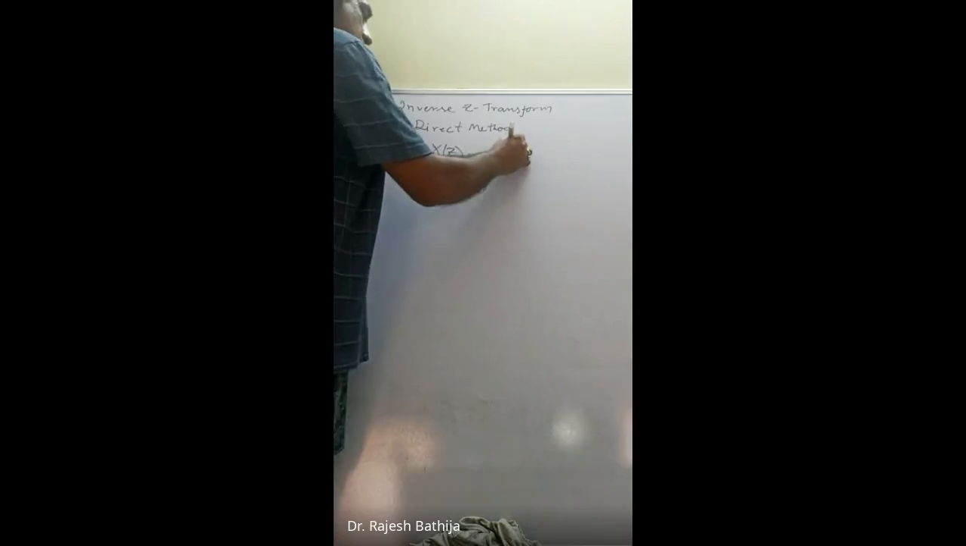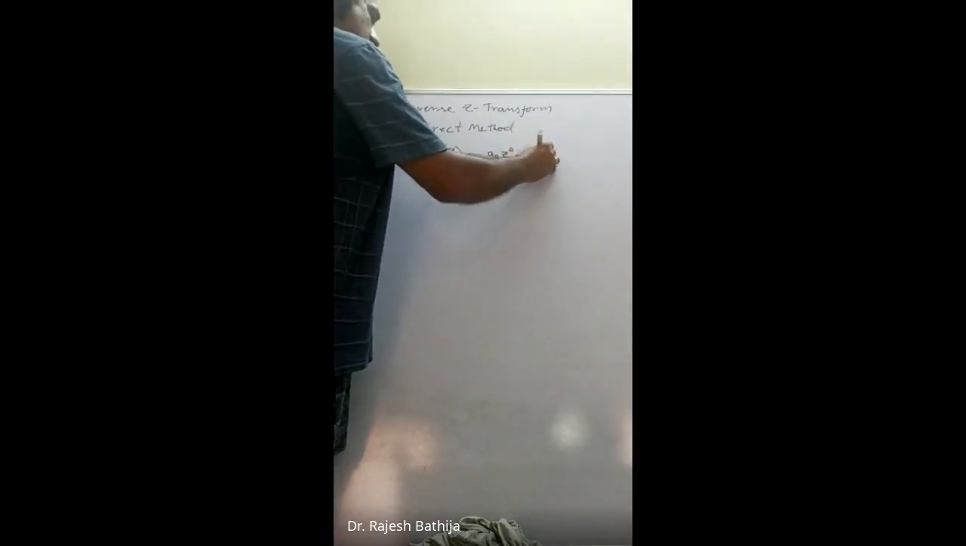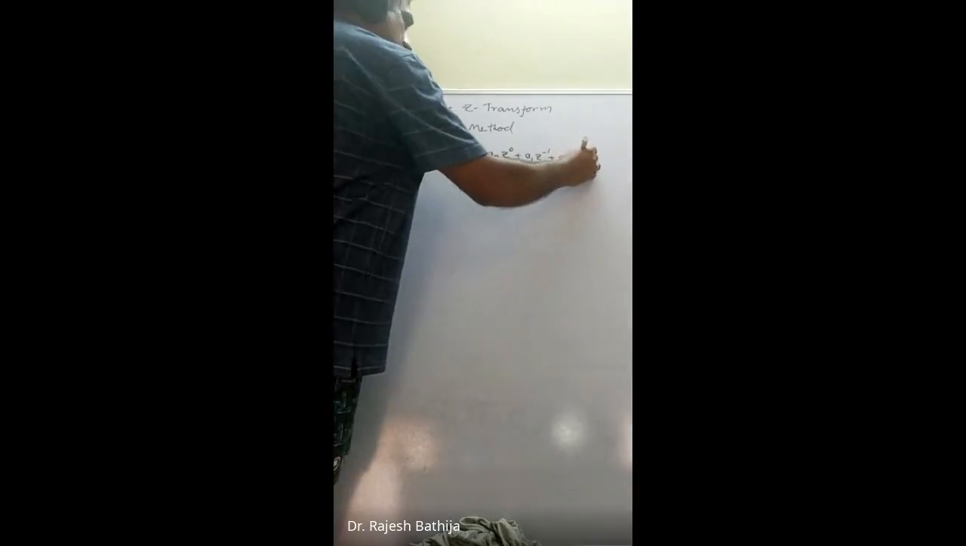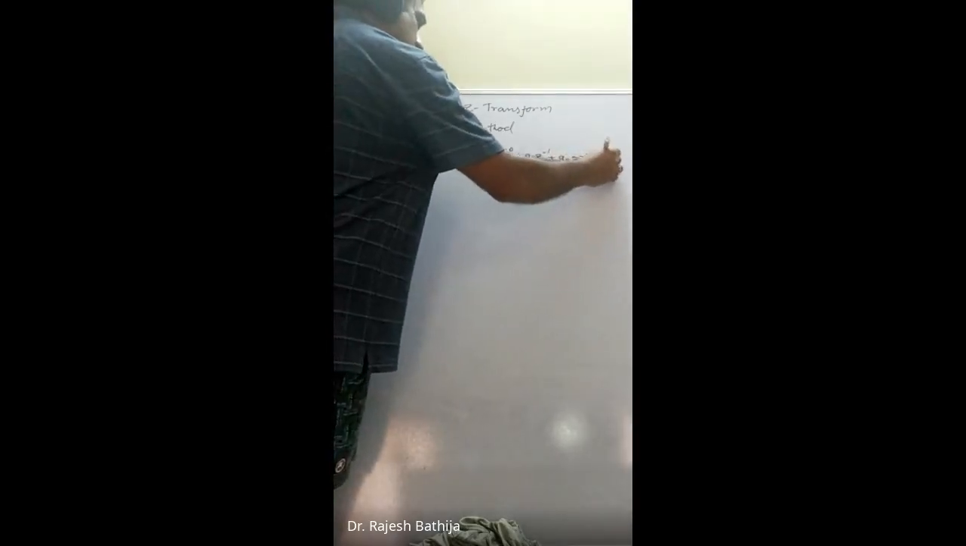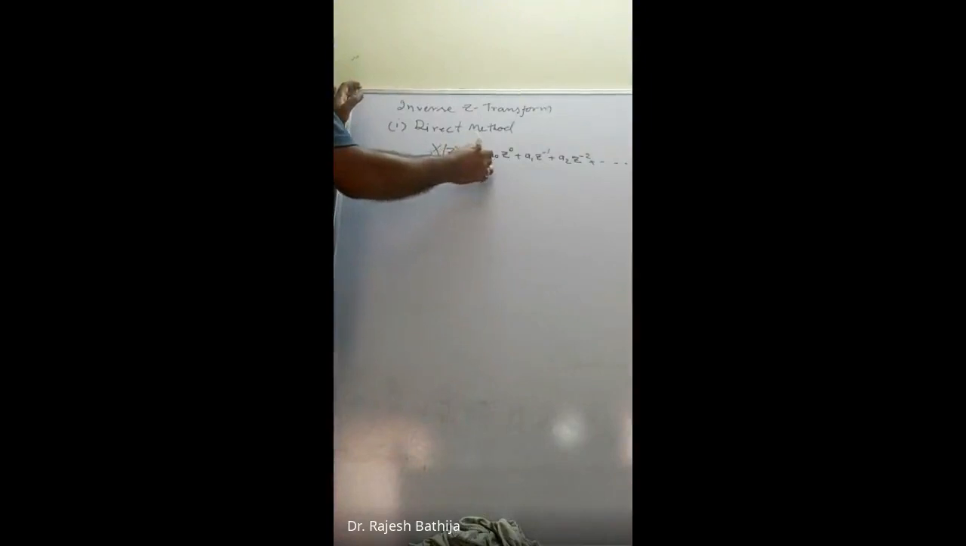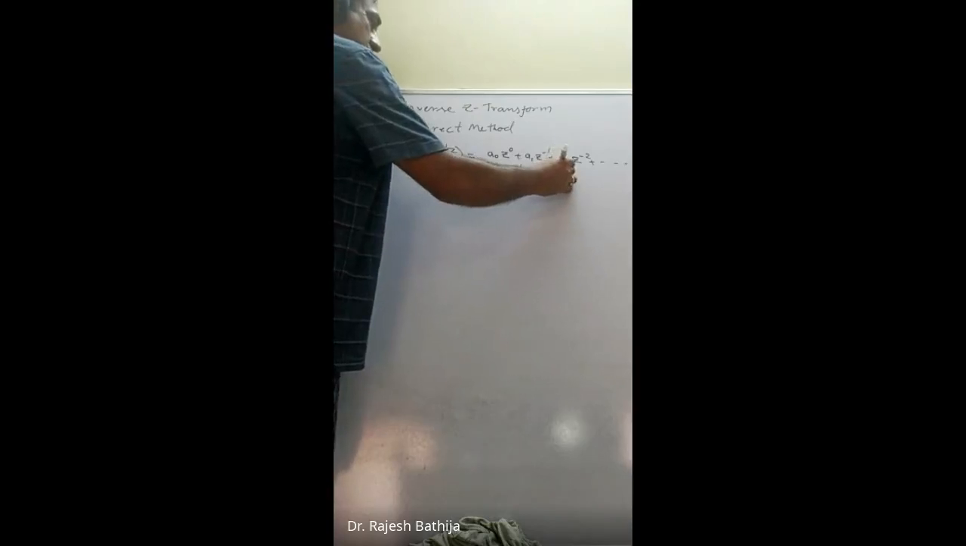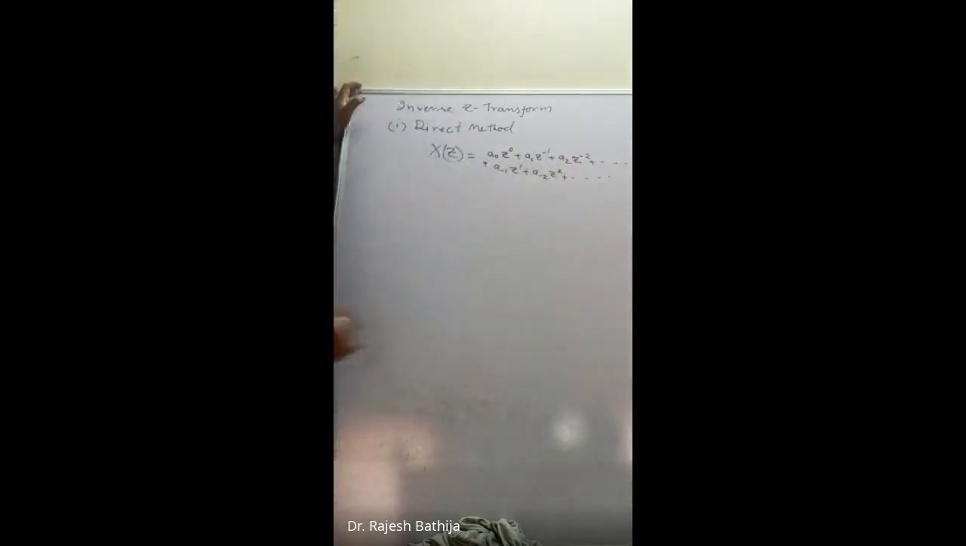a0 z to the power 0 plus a1 z to the power minus 1 plus a2 z to the power minus 2 and so on. Similarly, there can be a minus 1 z to the power plus 1, a minus 2 z to the power plus 2 and so on. We have to express X(z) in this form to use the direct method.